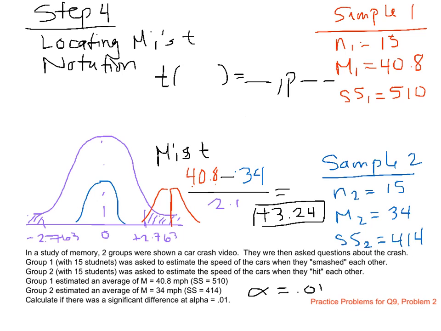And so finally, my notation is t equals blank, p blank blank. And so what goes in here is df total, which was 28. What goes in here is the calculated t, 3.24, and I'll include the positive sign. What goes at the end is my alpha, which is 0.01. And then since this is significant, p is less than. So there is a significant difference where sample 1, the one who heard the word smashed, likely to say that the cars were going faster than the group who heard the word hit.